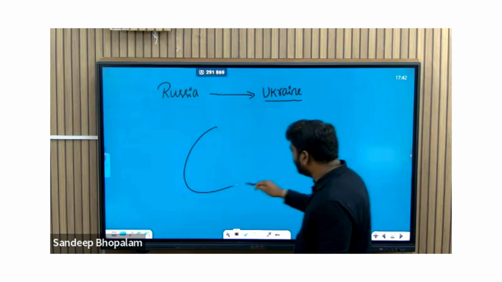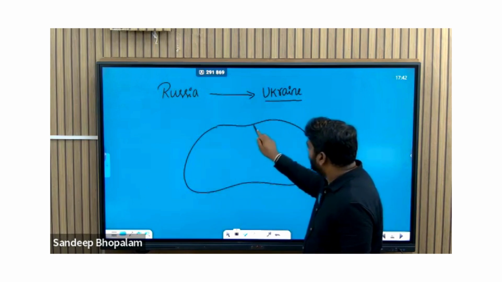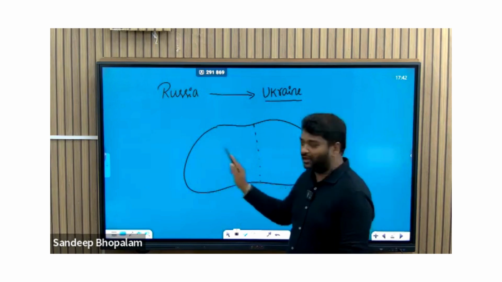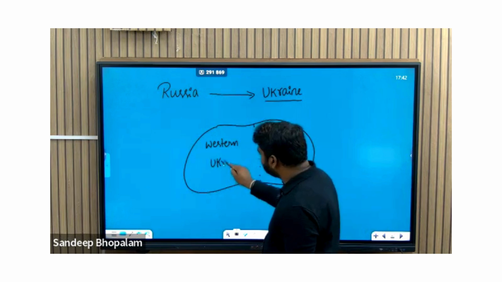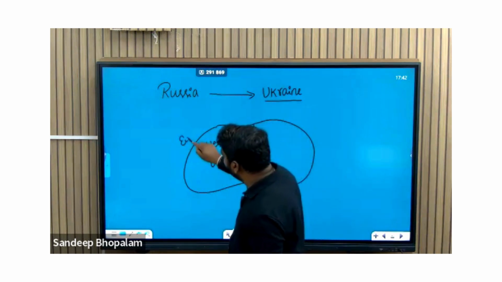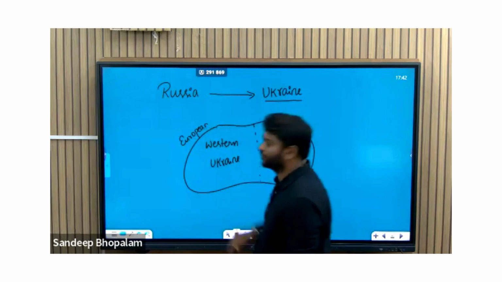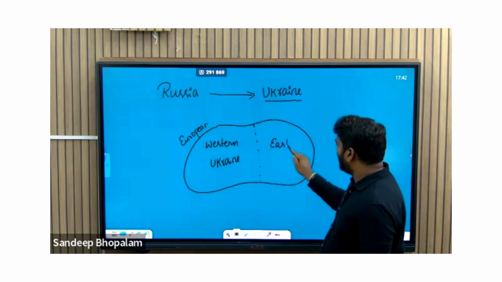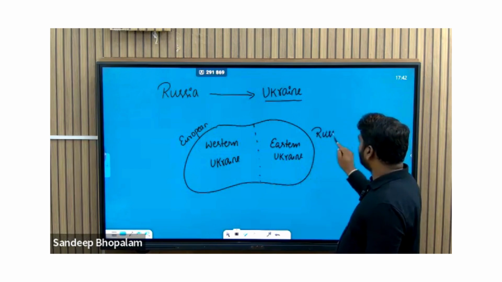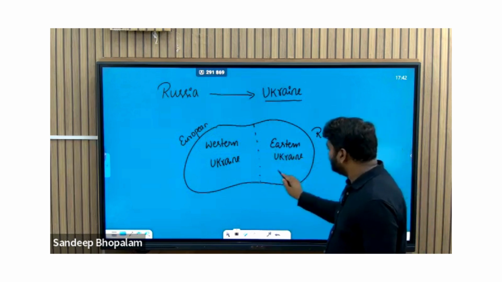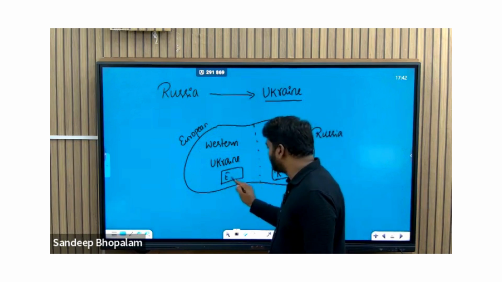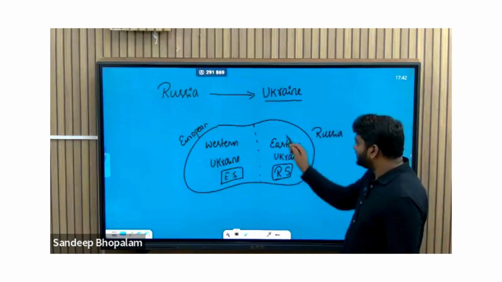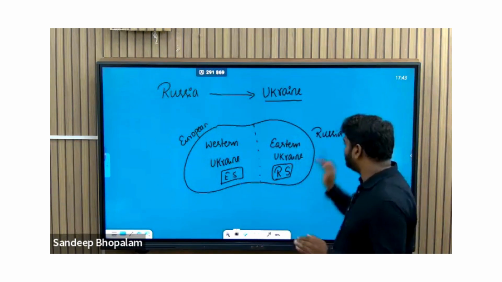Okay. Now, when you look at Ukraine like this, half of Ukraine, which is on the western side, let me call it western Ukraine. Western Ukraine has a border with European countries. Eastern Ukraine has a border with Russia. Fine. So, in this region, you observe Russian supporters. In this region, you observe European supporters. And this region is mostly occupied by Russia even today.